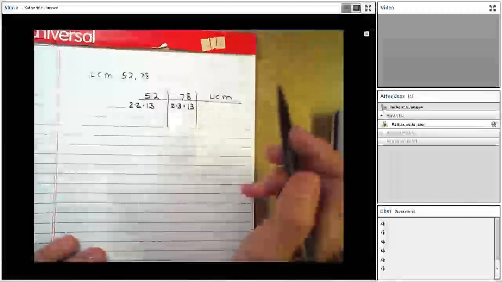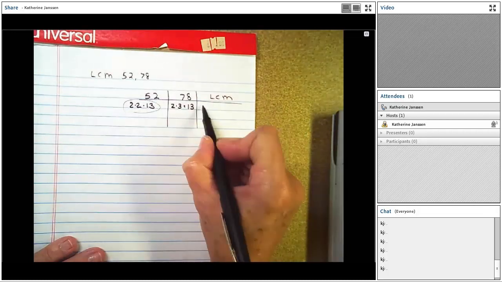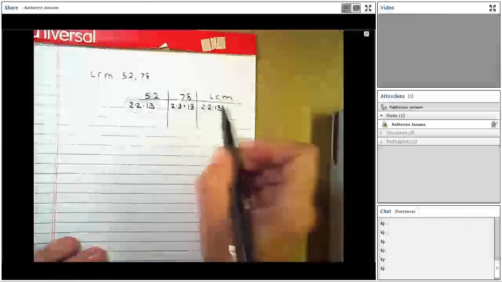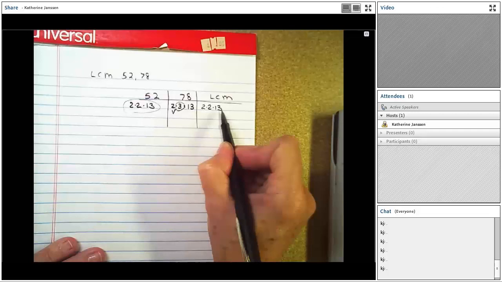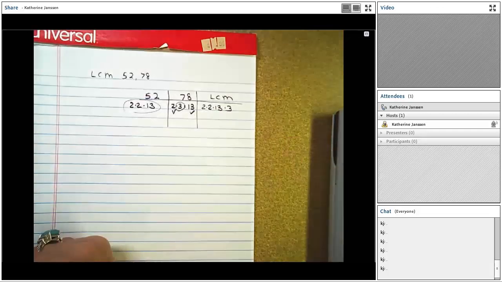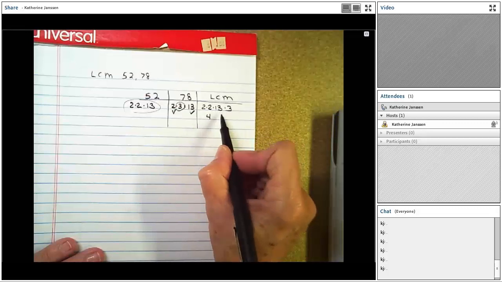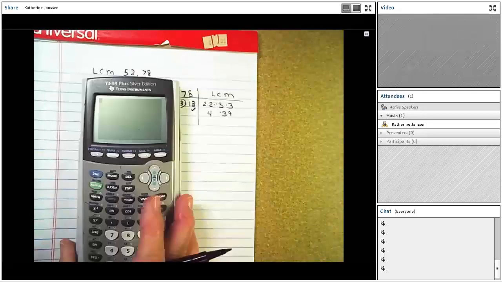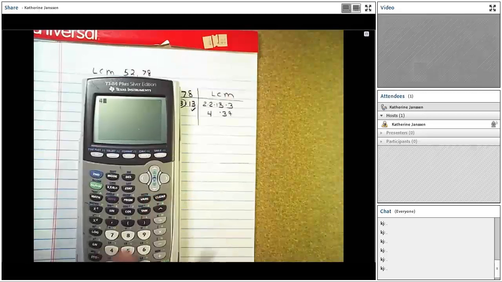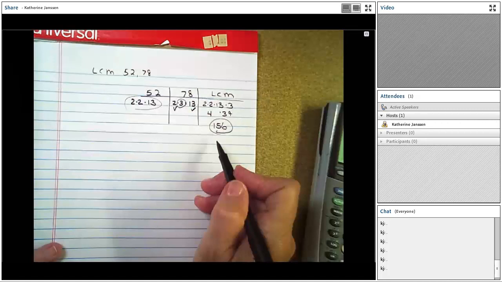Now remember, however many columns we have, the first column, we need all these factors because none have been represented yet. Go to your next column. We have a factor of 2 already. We don't have a factor of 3. We do have a factor of 13. So 2 times 2 is 4, and 13 times 3 is 39, I believe. And 4 times 39 is 156. So our least common multiple is 156.